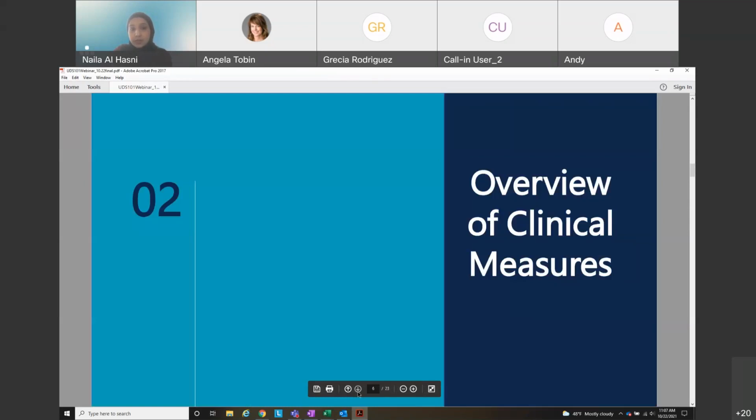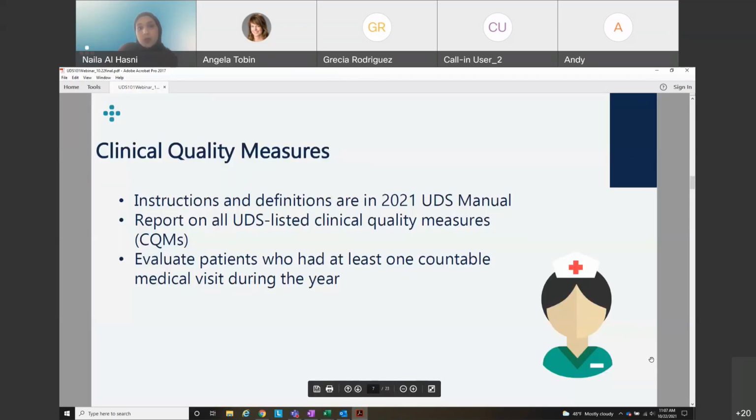So now I'll be doing an overview of the clinical measures. The first thing to remember when reporting your clinical quality measures is to make sure you're following all the definitions and instructions in the 2021 UDS manual. I'll be going through some of the most commonly used definitions in the next few slides, just so you're familiar with those. Make sure you're quantifying your care provided during that measurement period. Make sure you're reporting on all UDS listed clinical quality measures if the denominator criteria are being met. And then make sure you're evaluating patients who had at least one countable medical visit during the year. And then for the dental sealant measure, it would be the dental visits for that year. Next slide, please.